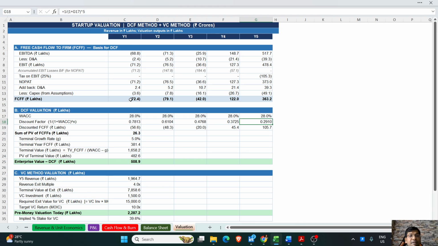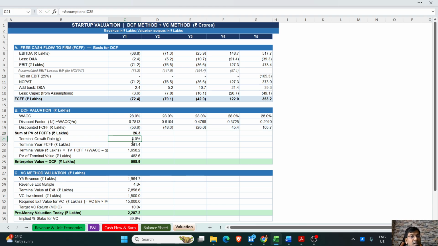So what I do is that my free cash flow to the firm which is there, I multiply that by the discounting factor, and I get negative 56.6, 48.3, negative 20, plus 45.4 and 105.7. So my sum of the present value of the free cash flow to the firm is this.